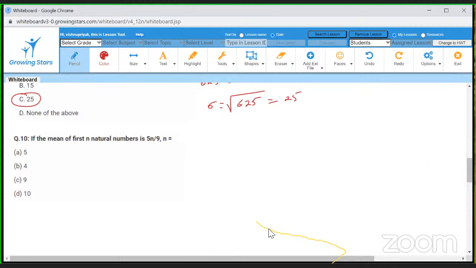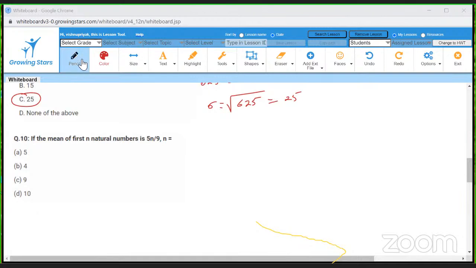Many got the answer. But some are saying B, some are saying C. Oh, Kumar said A. Let us see what is the answer we are going to get. C is the correct answer.